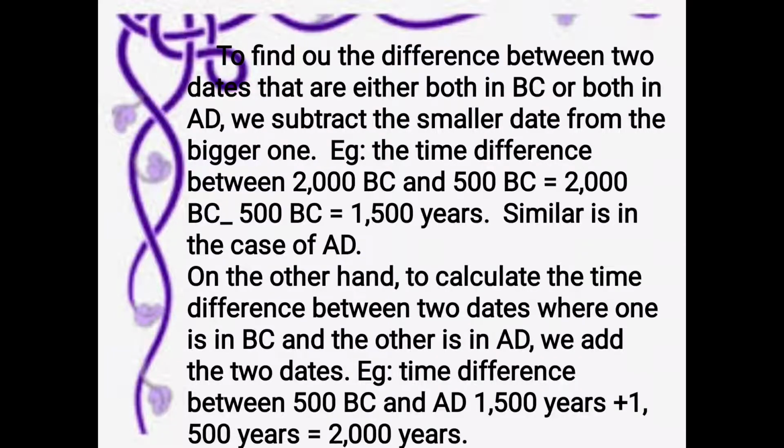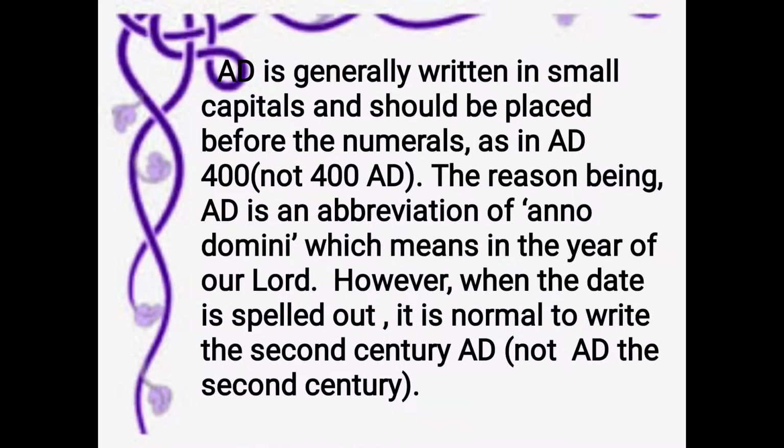So the thing is that when both are given in BC, we will subtract the smaller from the bigger, meaning we will write 2000 minus 500, that is 1500 years. When one is given in AD and the second one in BC, we will add both the years and we will get the exact answer.